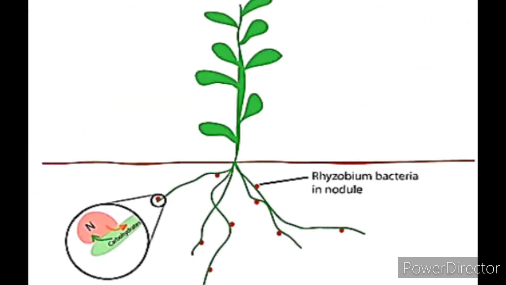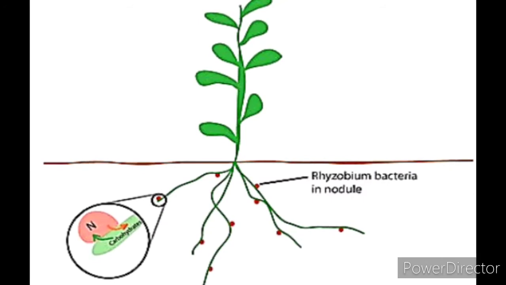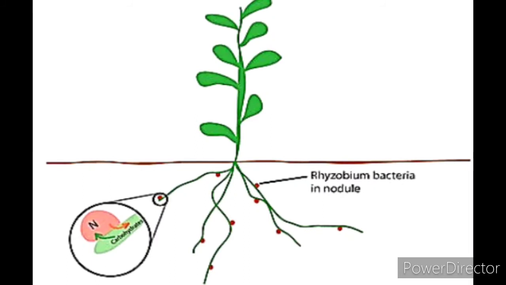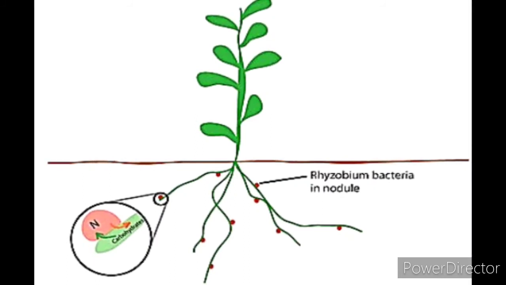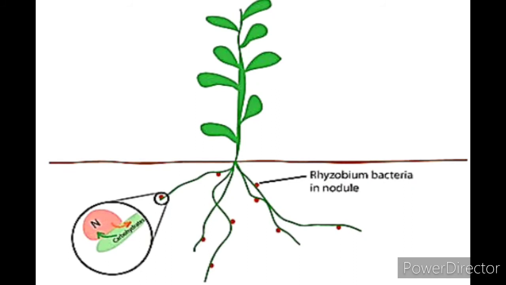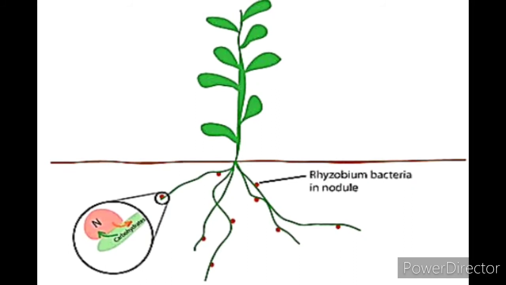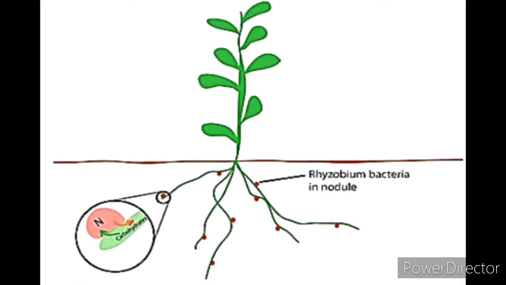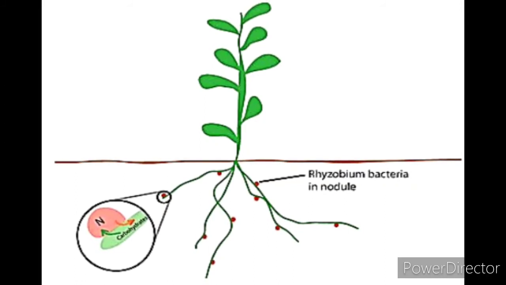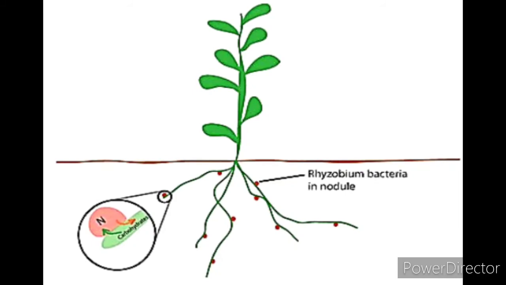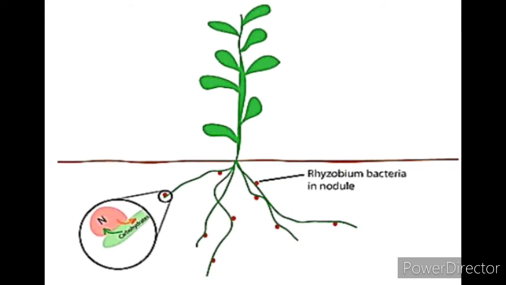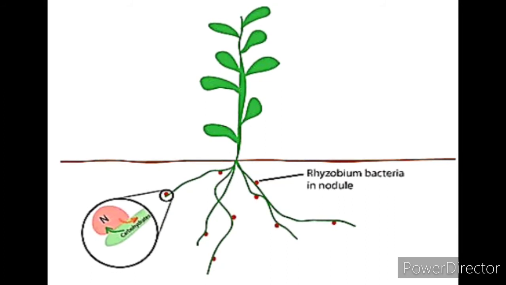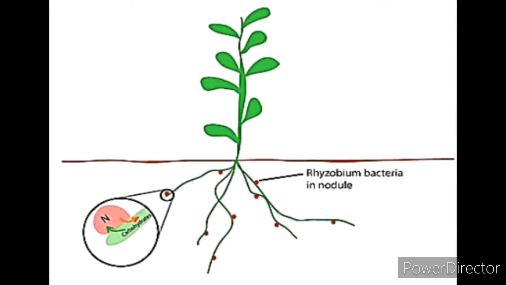And here we can see Rhizobium bacteria in root nodules. It is a symbiotic process. It is one kind of nutrition, symbiotic nutrition, in which the plant depends on microorganisms for nitrogen fixation, and the microorganism depends on the plant for nutrition. Both get an advantage, no harm to host and guest, and this is known as the symbiotic process.